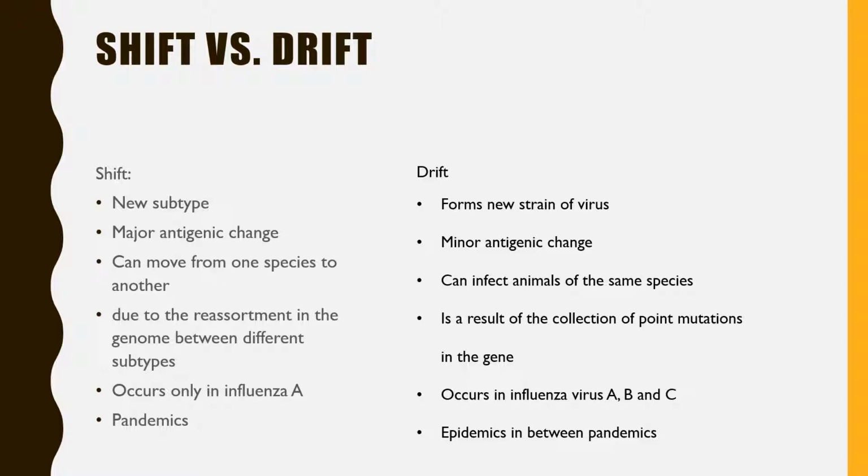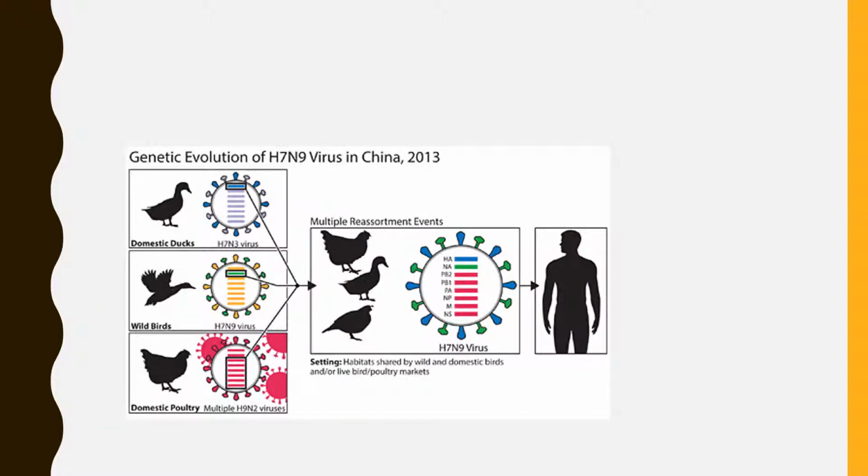Whereas drift forms a new strain of virus. It's much more minor change in antigens. It can infect animals of the same species, but it can't cross the species barrier. It's a result of collection of point mutations in the gene. It occurs in influenza A, B, and C, and it's what causes epidemics in between pandemics. And this is an example of it.